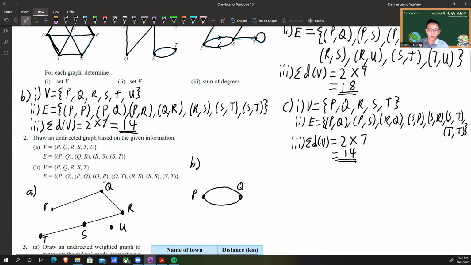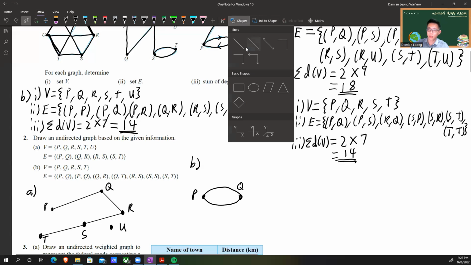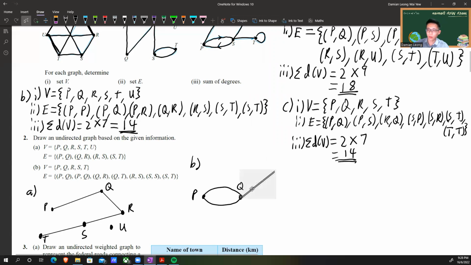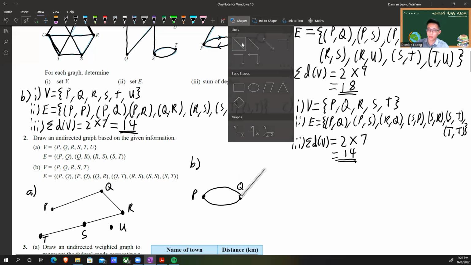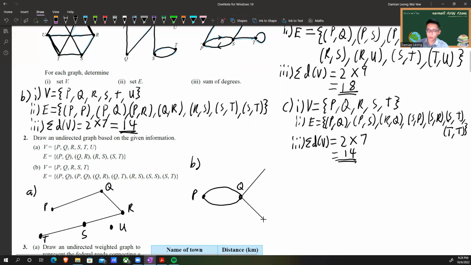Right? Then from Q, it goes to R and also to T. So let's branch out. Generally, I will branch out another direction so that it's harder to intersect, harder to cut through one another. So maybe I can put R here and T here. So I've already gone through PQ, PQ, QR, QT. Then from R, I branch out to S.